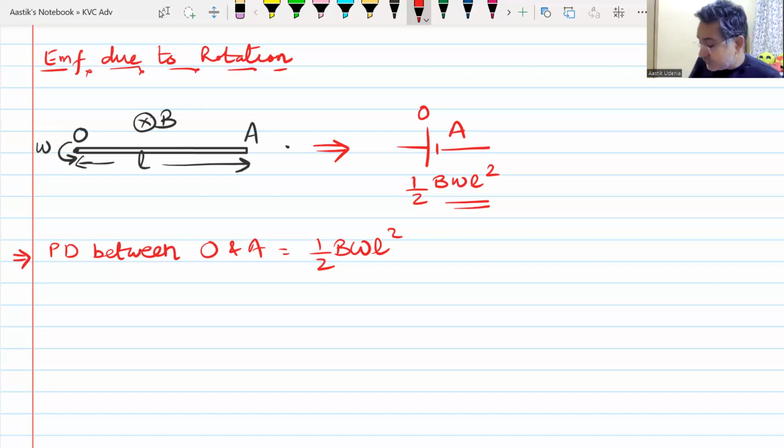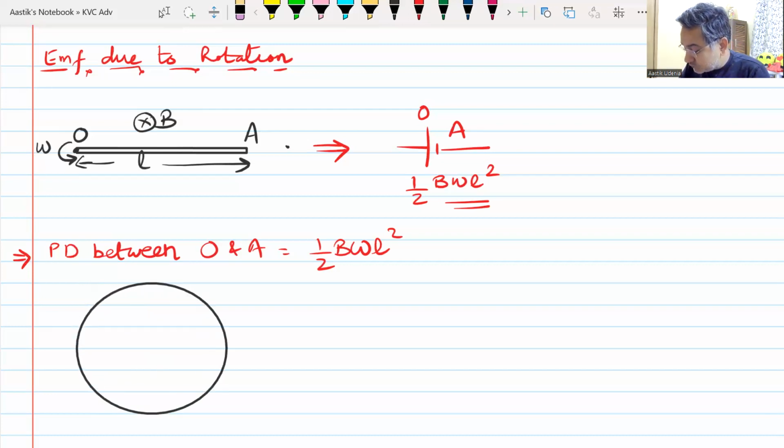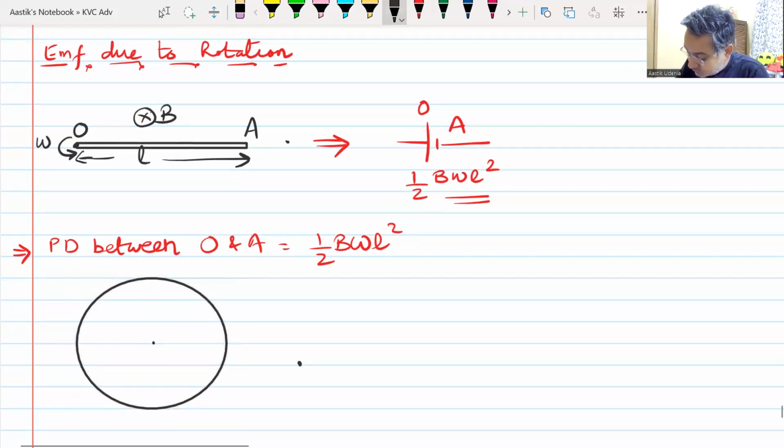Okay, now similar to this rod, if it is rotating, you could have a disc or a ring which is rotating. This is a ring.